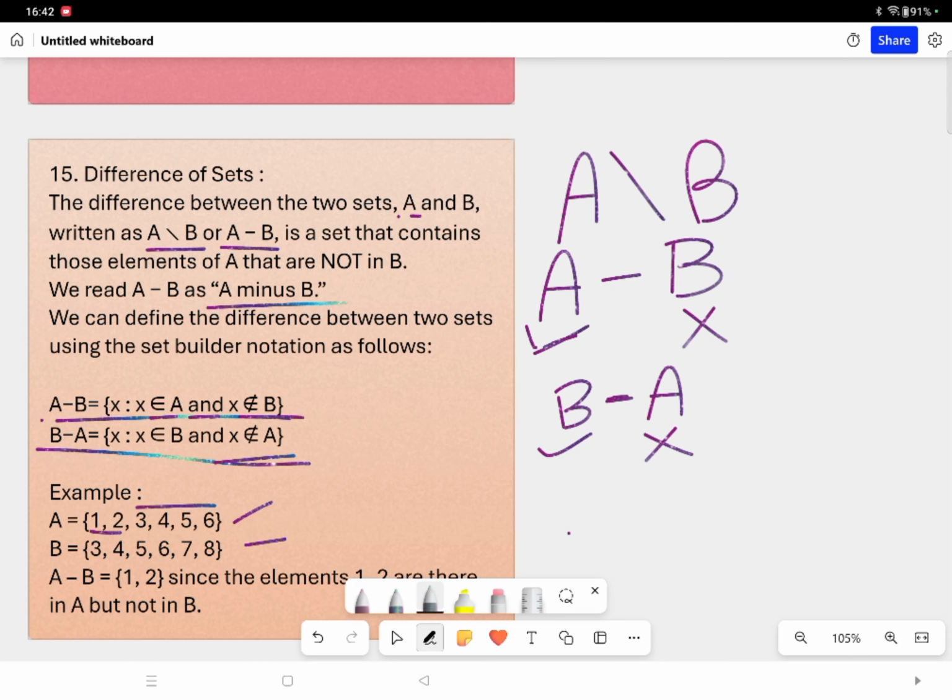But look, 3, 4, 5 and 6 are present in B also. So you cannot take those elements. Also you cannot take 7, 8. So what will be your answer? 1, 2. So A minus B is 1, 2. Now if I am asking you B minus A, what will be the answer? If I am asking you to find the answer of B minus A, that means the elements will be present in B but not in A. So what will be the elements which are present in B and not in A? 7, 8, because these are the two elements which are present in B but not present in A. Okay, so this is the concept.